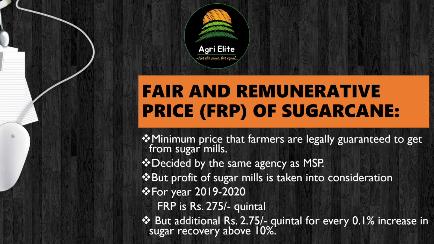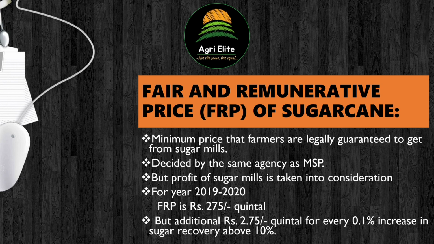तो इस चीज़ के कॉन्फ्लिक्ट को सॉल्व करने के लिए गवर्नमेंट ने एक चीज़ स्टार्ट की, दैट ओके वी विल बी स्टार्टिंग द FRP. व्हाट इज FRP? FRP is a minimum price that farmers are legally guaranteed to get from sugar mills. Government will tell the sugar mills that you have to pay this much amount of price to the farmers, and also it is decided by the same agency, that CCA only. But here, there the profit was not a term.